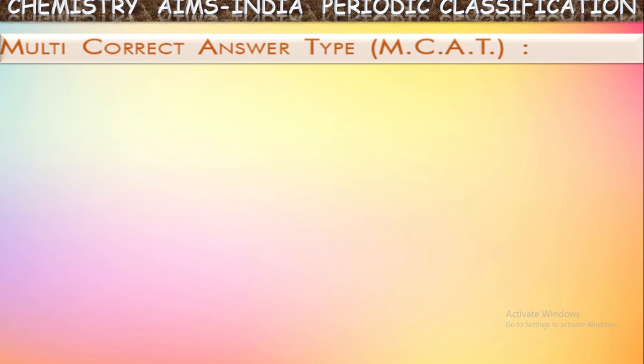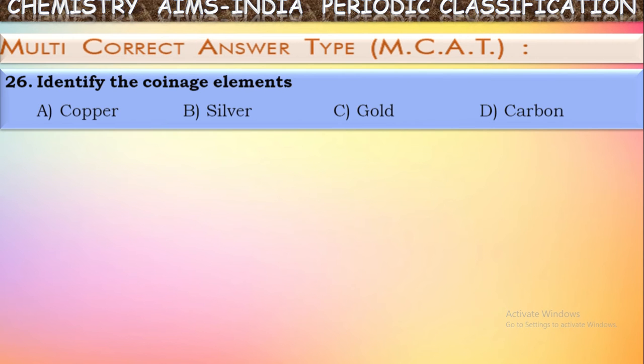Good. So first let us see the multi-correct answer type questions. Here each question may contain one or more than one correct answers. So read the options carefully and choose wisely. See the first question given here.